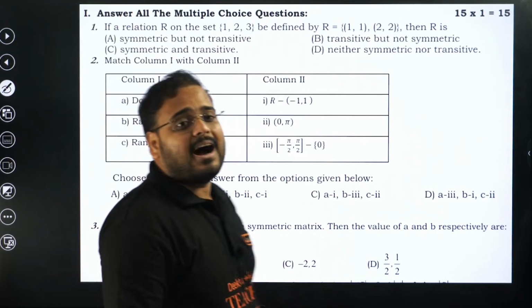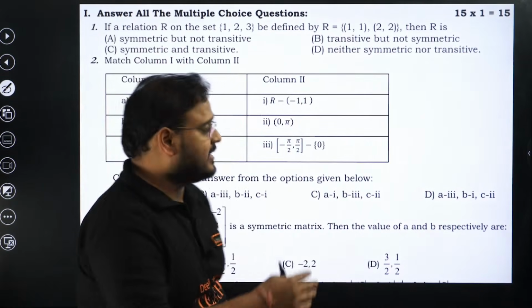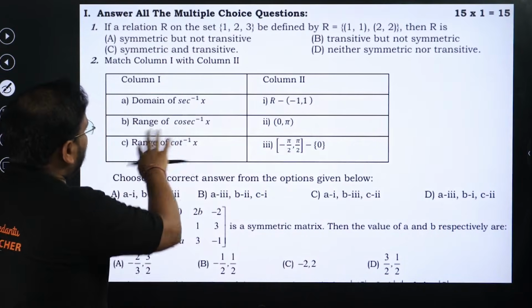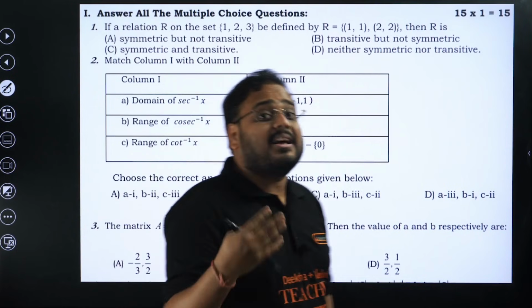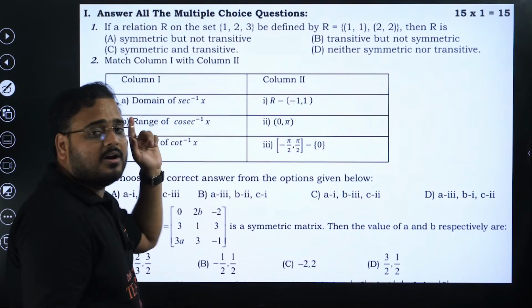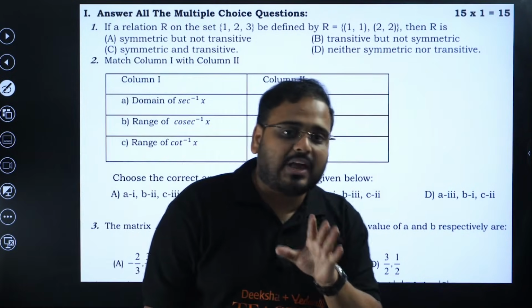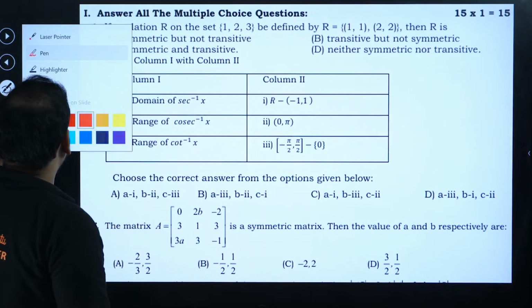For that, I have taken the first 3 questions, as you can see here. We also have match the following. When there are 3 terms over here, it is only 1 mark, so we have to be careful. Let's check.